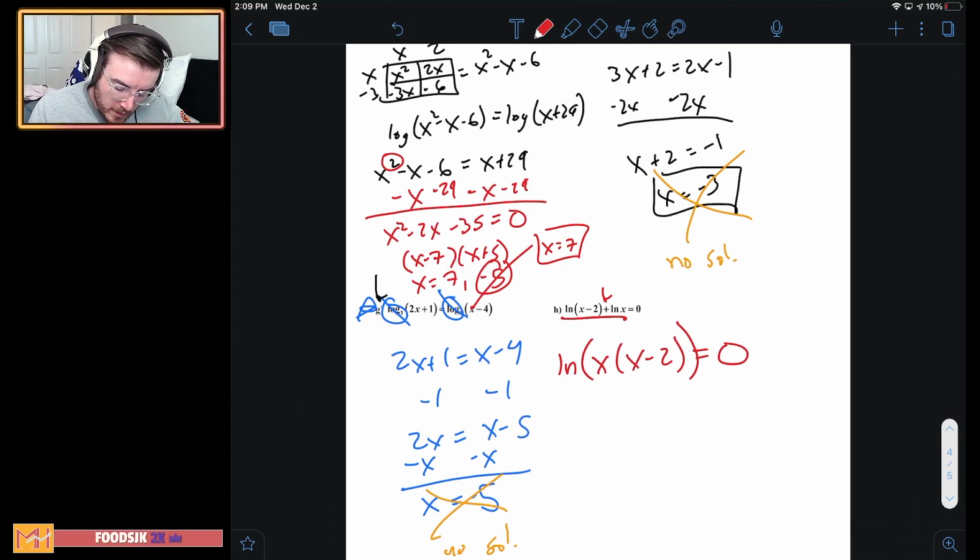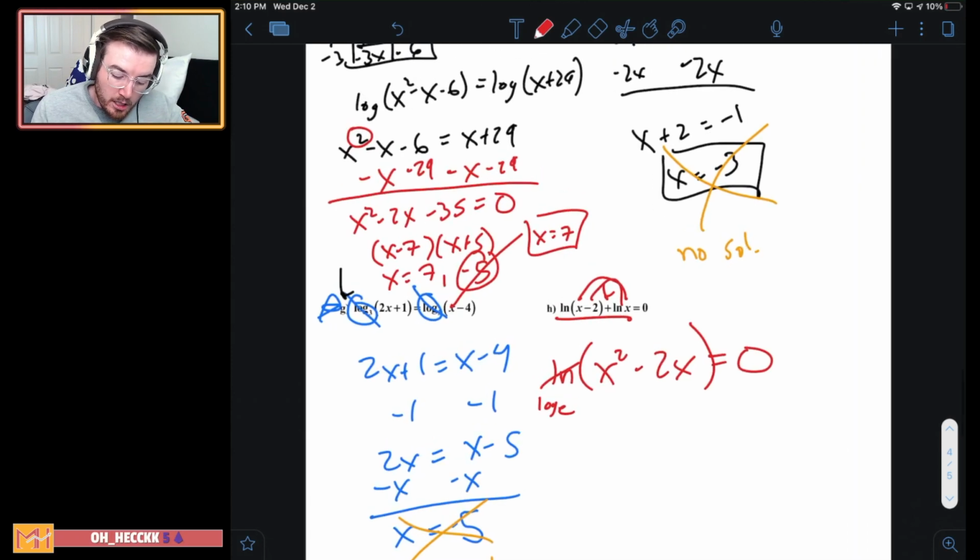Why am I spacing what to do? Oh, I didn't really multiply them, right? I just kind of wrote it out. I don't know what I was thinking there, right? x times x is x squared, and x times -2 is -2x. And then, interestingly enough, I can rewrite this, right? This is log base e. This is log base e. So let's do it. Because I don't have a log on both sides.